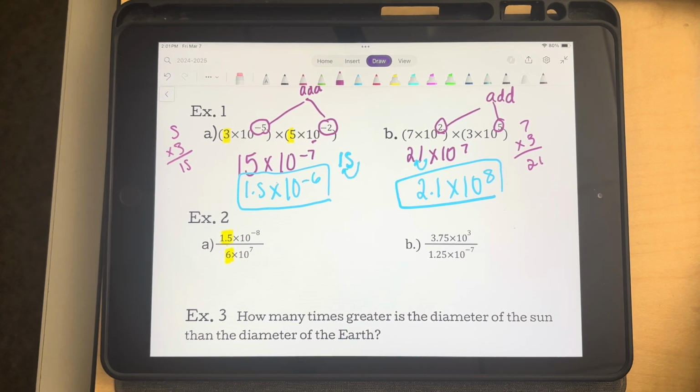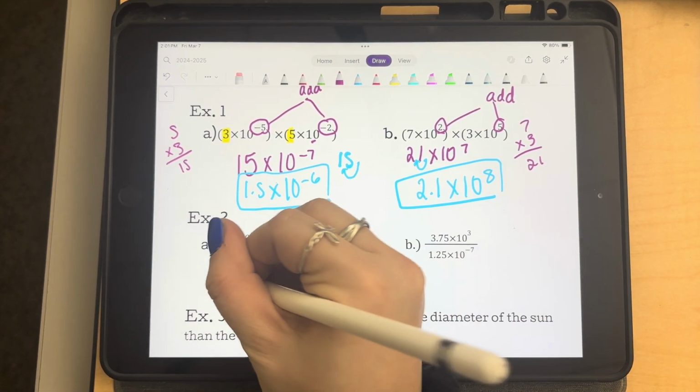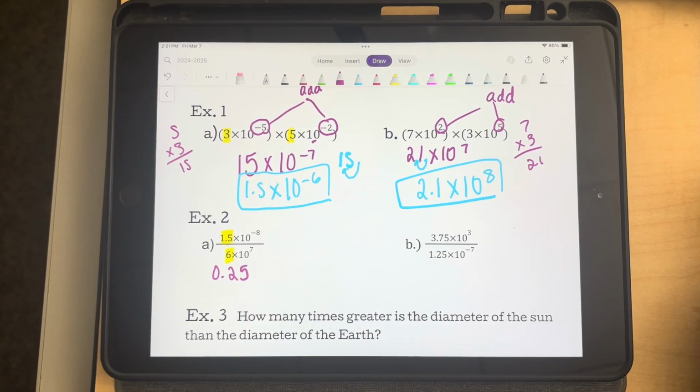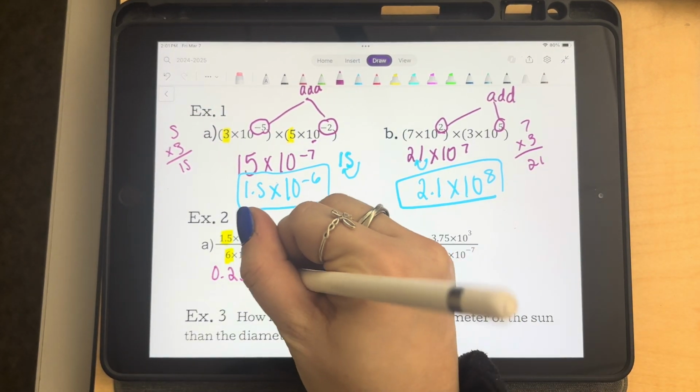So dividing those two numbers, if you put it in your calculator, I know some of you are great with decimals. I would actually even say I'm not great with decimals too. So 1.5 divided by 6, that would give me 0.25. And then I still have times 10.